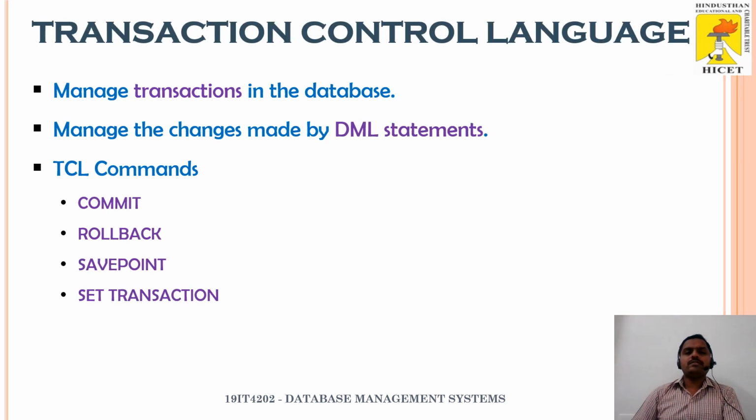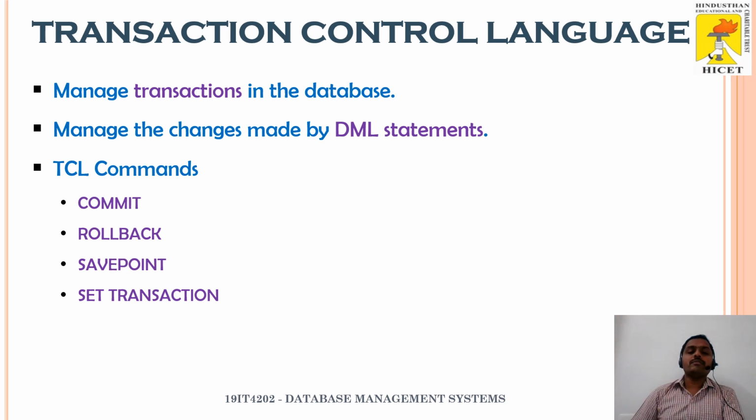The last one in SQL is transaction control language. It is used to manage transactions in the database. What is a transaction? A transaction is a small unit of a program. It may contain lower-level tasks, that is, a number of DML statements. All those DML statement changes can be managed by using TCL commands. The commands are commit, rollback, savepoint, and set transaction.